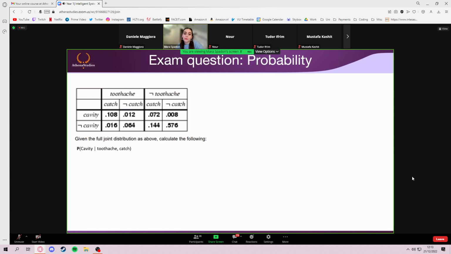So this first one is about probability, and given this full joint probability distribution as above, you want to calculate the probability of cavity given toothache and catch. I'll give you some time, and send your answers to me in the Zoom chat privately, so I can see when you are ready. This way you all get a bit of preparation time.